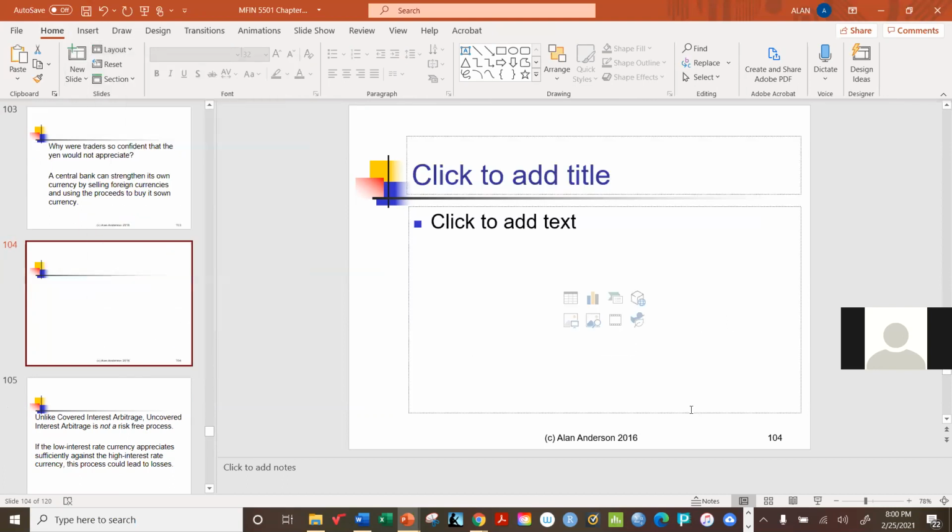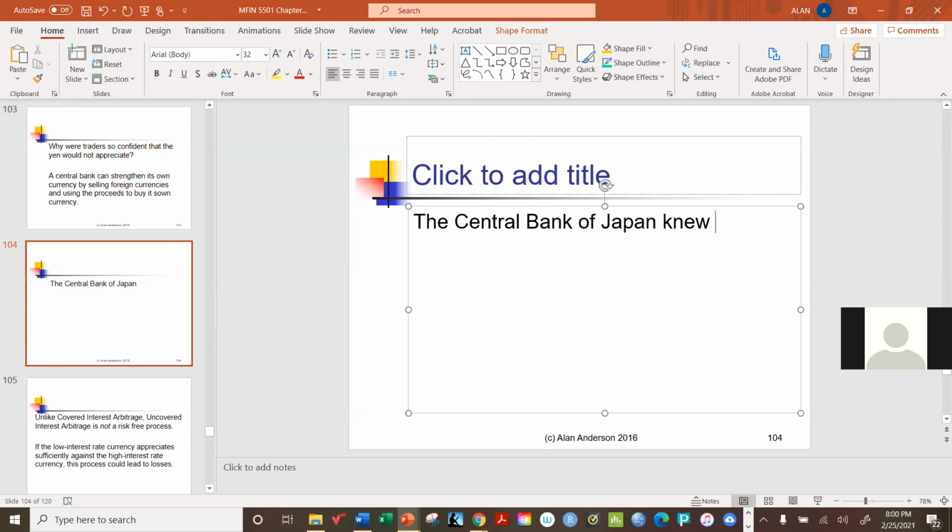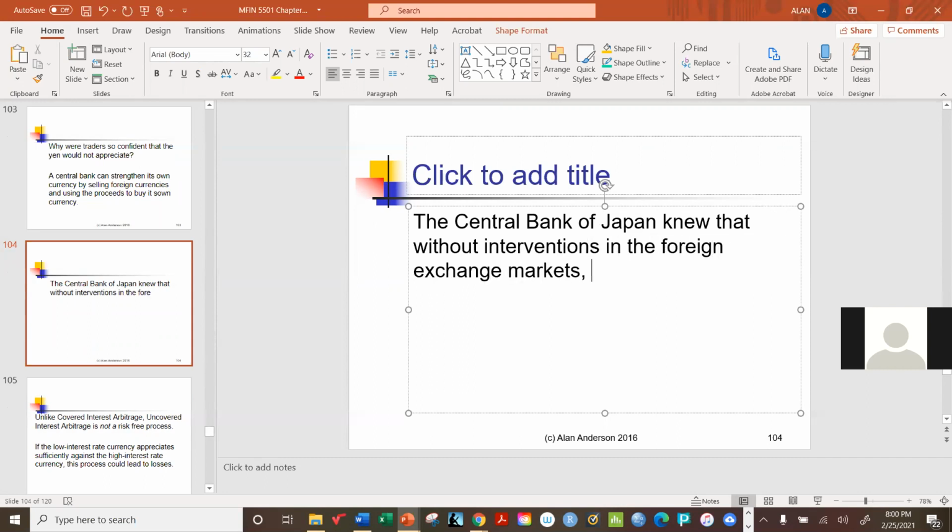Well, the Central Bank of Japan knew that without interventions in the foreign exchange markets, the yen would tend to appreciate against the dollar. Okay, because at this point, their car sales are through the roof, and everything in Japan's really chugging along. So the yen would tend to appreciate.